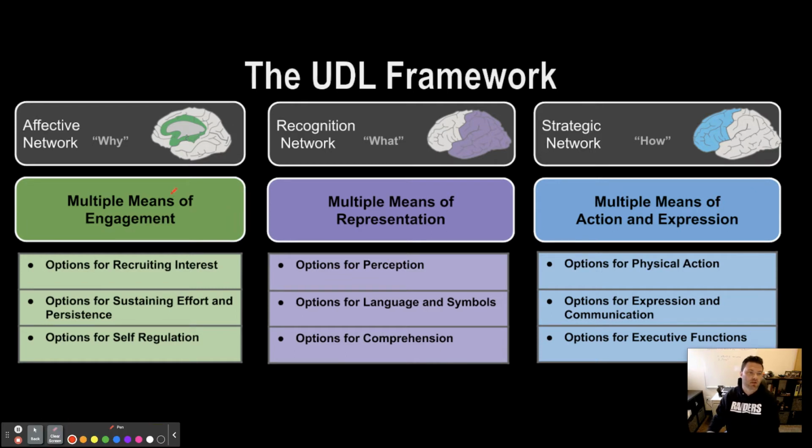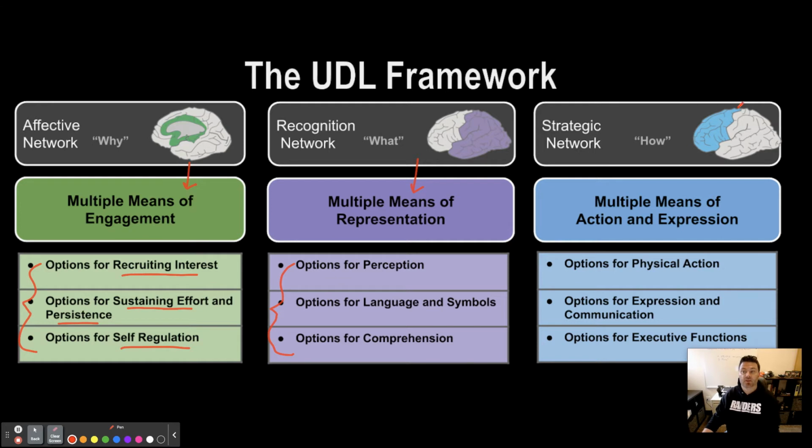So we know that the affective network is responsible for providing multiple means of engagement. That's the principle. But how do you do it? That's where these guidelines come in. So these guidelines are to show you that you can recruit interest, you can sustain effort and persistence, and provide options for self-regulation. Okay, so the back part of the brain responsible for the representation network allows us to look for ways to provide multiple means of representation. But how do we do that? So the guidelines responsible for multiple means of representation are all about perception, language and symbols, and also comprehension.